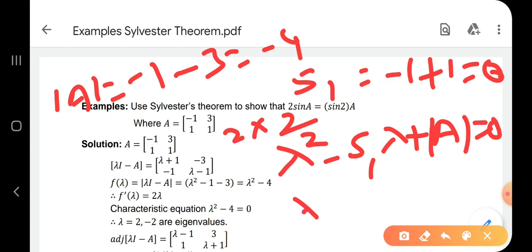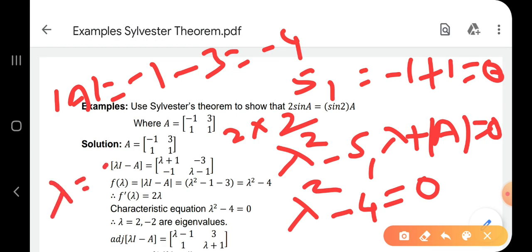So what is our equation? Lambda square minus 4 is equal to 0. This is our characteristic equation. And what are the roots? Lambda equal to 2, minus 2.